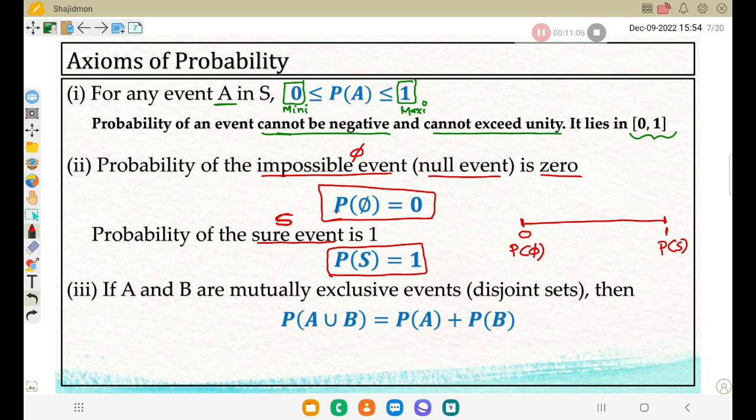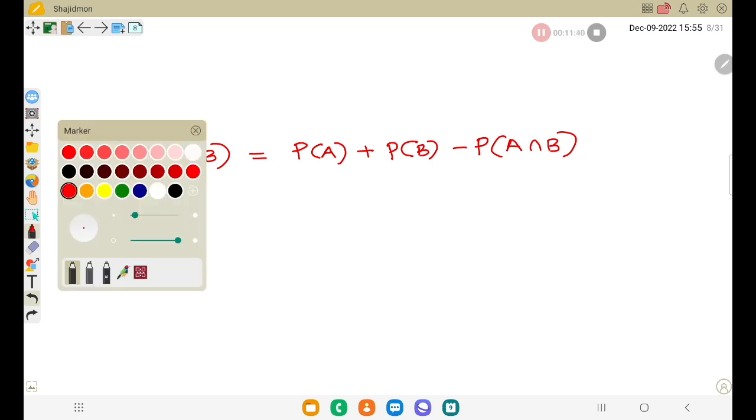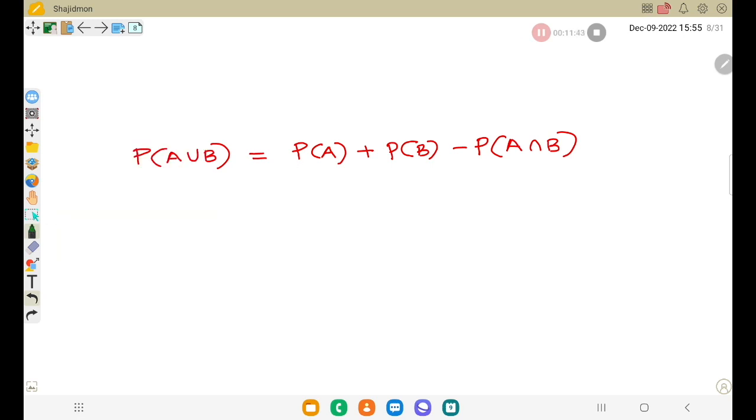Now another one: if A and B are mutually exclusive events. All of you remember mutually exclusive, what is the meaning? We studied it in section 5.1.1, correct? So for two events, for example A and B, how do we write the rule for the probability of A union B? The probability of A union B equals the probability of A plus the probability of B minus the probability of A intersection B. This is the rule for finding the probability of A union B.